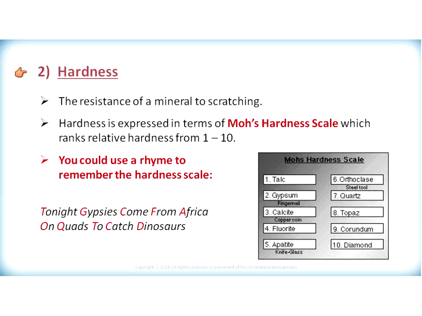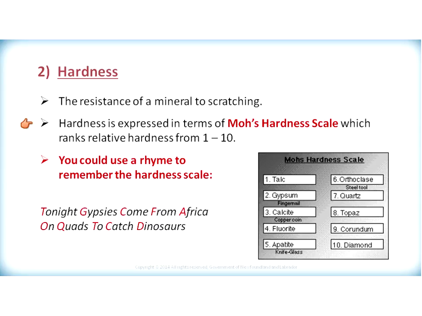Let's look at a second mineral property. This mineral property is called hardness. And hardness is the resistance of the mineral to scratching. So how hard a mineral is depends on how much it resists the ability of it to be scratched. Hardness is expressed in terms of Mohs hardness scale, which ranks relative hardness from 1 to 10.